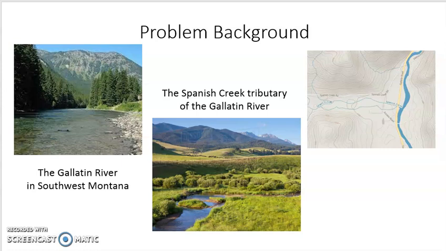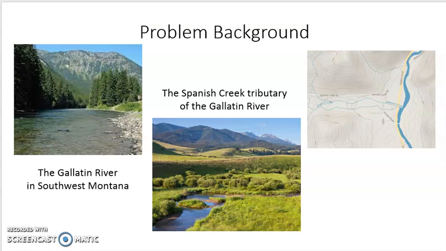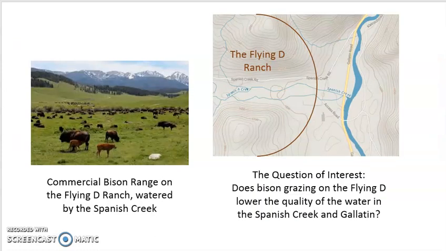Let me bring up my pen really quick, and here you go. You can see here the Spanish Creek on this map on the right flows into the Gallatin, and the Gallatin, by the way, actually flows from south to north. Well, the Spanish Creek is owned by a property called the Flying D Ranch.